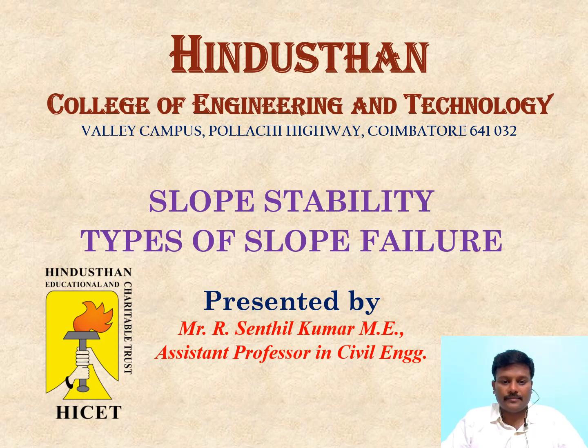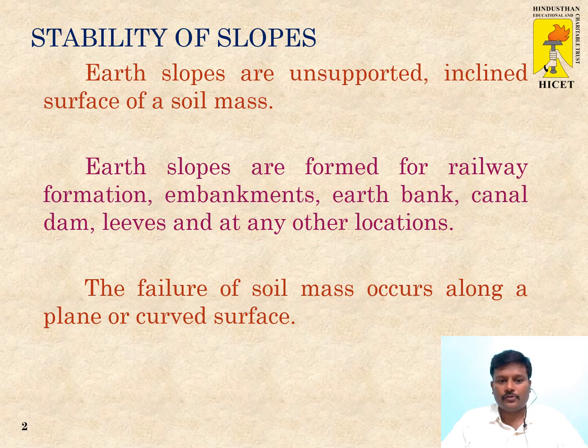In this presentation, we discuss types of slope failure. Stability of slopes. Earth slopes are unsupported, inclined surfaces of a soil mass. Earth slopes are formed for railway formation, embankments, earth banks, canal dams, levees, and at any other locations. The failure of soil mass occurs along a plane or curved surface.